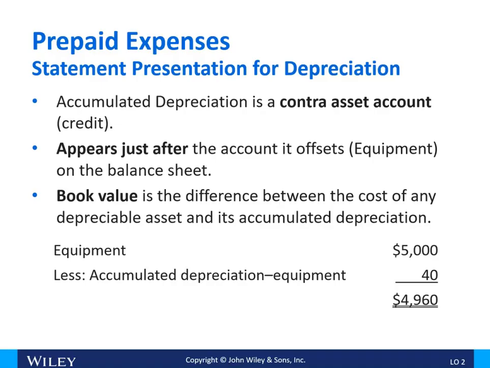So again, there's always exceptions. We said assets have normal debit balances. Now we've got this asset account. It's a contra asset, so it's got the opposite.